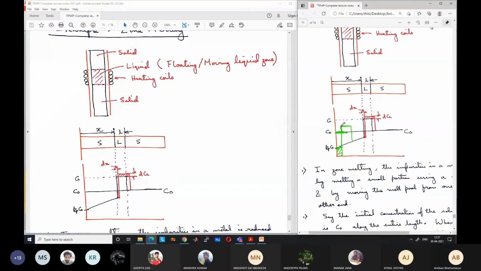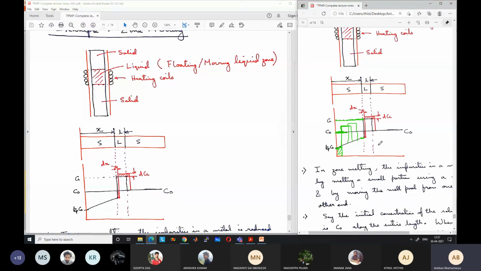At some point, say we have reached a position where the concentration in the liquid is Cl. At that point, obviously, the concentration in the solid is Kp into Cl. So in the liquid it is Cl, in the solid it is Kp into Cl. And we want to find out now how this variation is occurring.